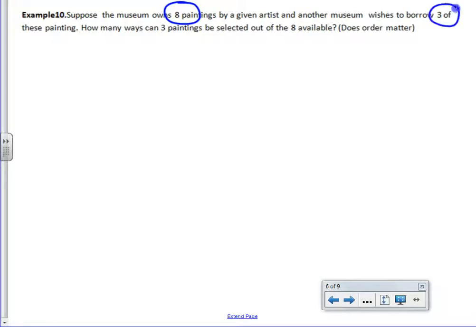Okay, we are at a museum with 8 paintings. Someone's going to borrow 3 of these paintings. How many ways can we select these 3 paintings to be lent out to someone else? Now, the first question I have for you is, does it really matter what order I select these in? And the answer to that is absolutely not. Because order doesn't matter, we're now going to be using a combination.